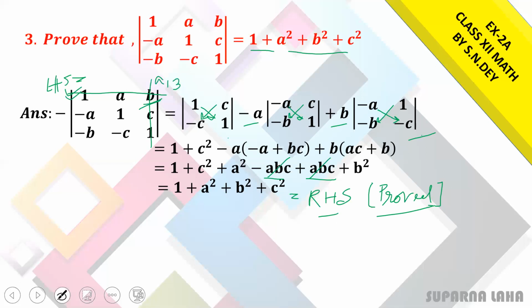So that's all for minors and cofactors and how to find the determinant value. In the next class we will talk about the properties of determinant, and we will use these properties for finding the determinant value. So in the next class, we will talk about this.